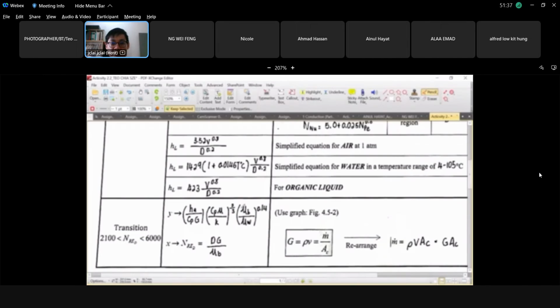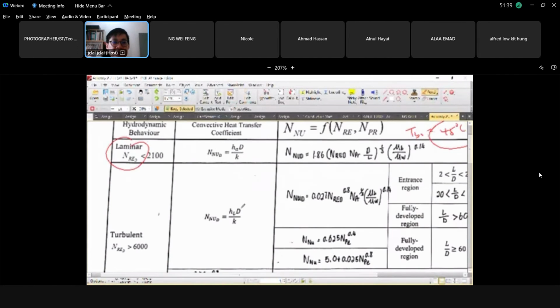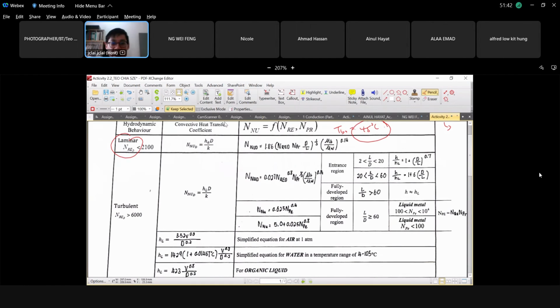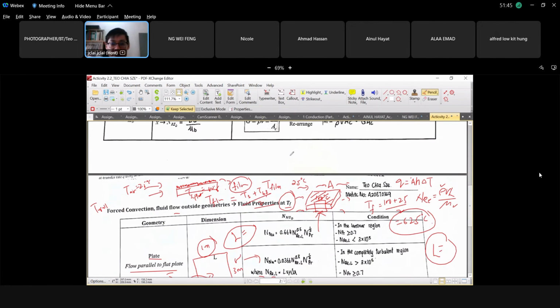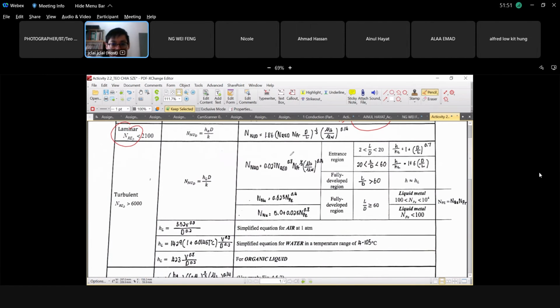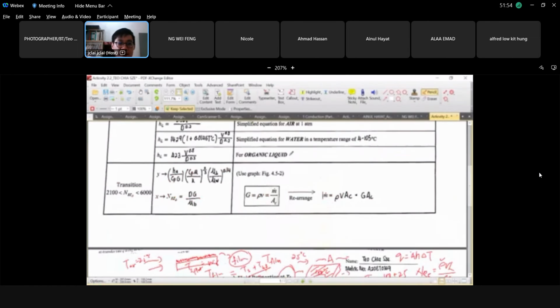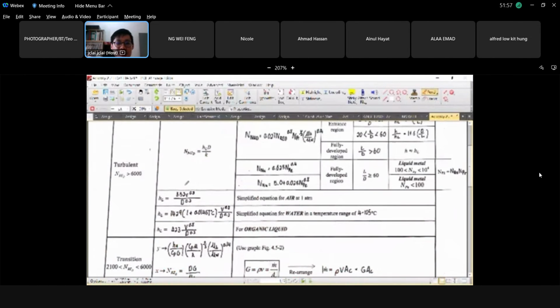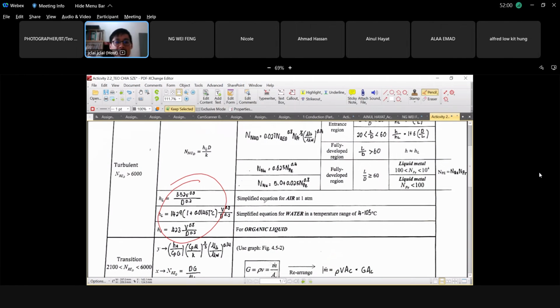The rest, I think you basically need to refer to the table when you solve the problem. I think I have highlighted all the main points you need to take note of when you use the formula. The rest, you need to explore. You see this here, there are 3 simplified formulas, right? What is the purpose of these? It's actually for engineers. This formula is very simple, right? 3.52 velocity divided by diameter, and it's only for air at 1 atmospheric pressure.